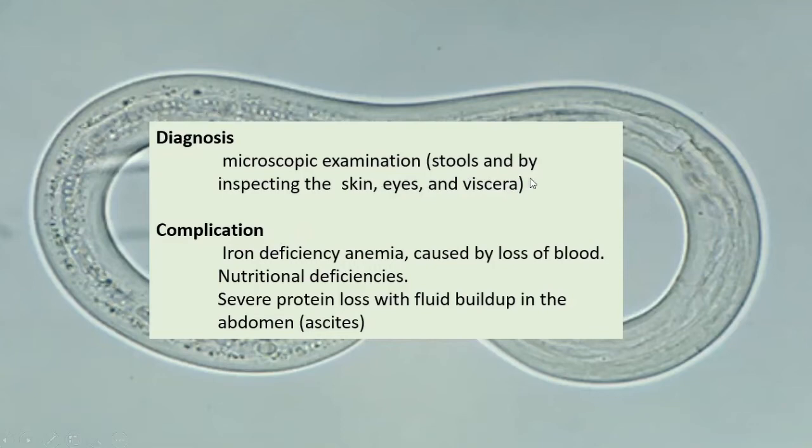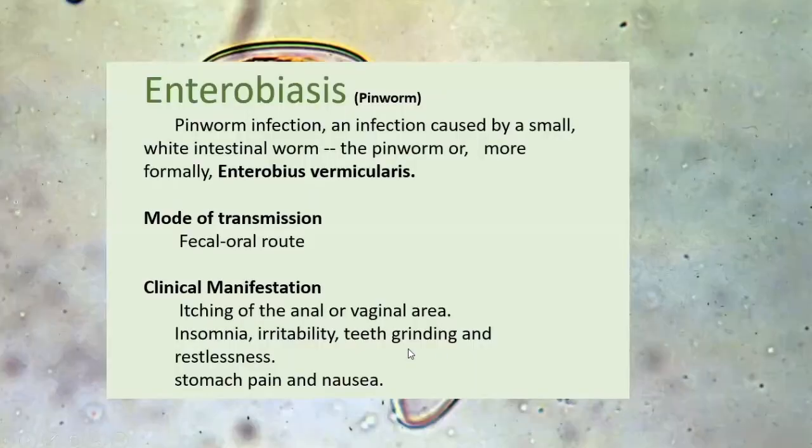Possible complications are iron deficiency anemia caused by loss of blood, nutritional deficiency, and severe protein loss with fluid buildup in the abdomen, or ascites.